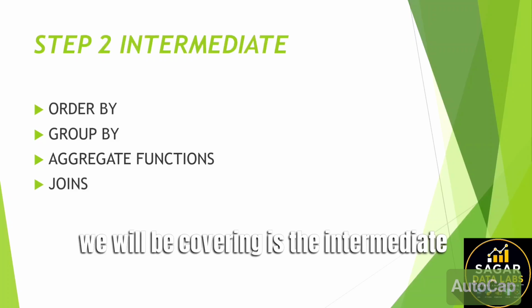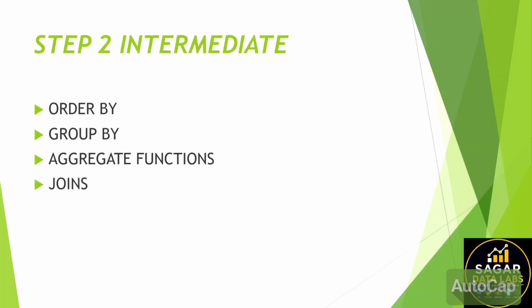Now, the second thing which we will be covering is the intermediate topics, where we will be covering the order by clause, which is used to order the data in a particular fashion, whether it is ascending order or descending order or ordering the data alphabetically. Group by is used to group the data into small subgroups based on a criteria.